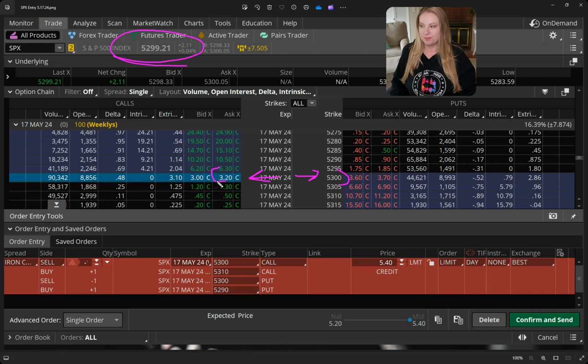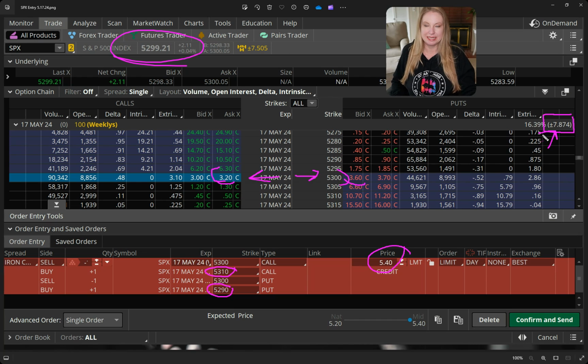So in this case, these calls were still going for 3.20. The puts were going for 3.60, creating a neutral trade. I went ahead and made this trade $10 wide. So I bought the 5310 calls for protection, and then I bought the 5290 puts for protection. You can see on the screenshot that at that time, there was a $7.87 expected move. So to get $5.40 of premium was pretty good.